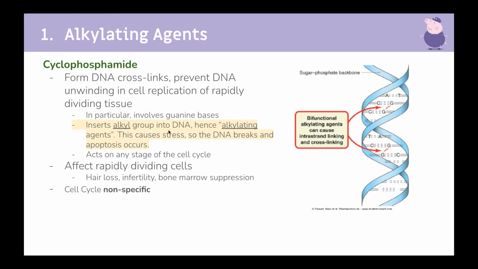All right. And this causes stress when you want to unravel the DNA, so the DNA breaks and then apoptosis occurs. So it affects rapidly dividing cells. So then you can imagine all of the side effects that we talked about on the previous slide. And it is cell cycle non-specific. In other words, it can affect the cell when it is at any stage of the cell cycle. This is also pretty important because sometimes they'll ask, at what stage of the cell cycle do alkylating agents work, or the other ones work? Okay, so wherever it's mentioned in the lecture, where they mention cell cycle, you need to probably take note of that.